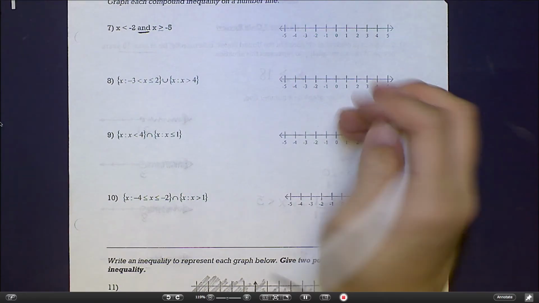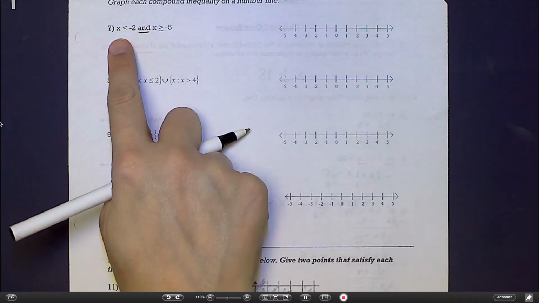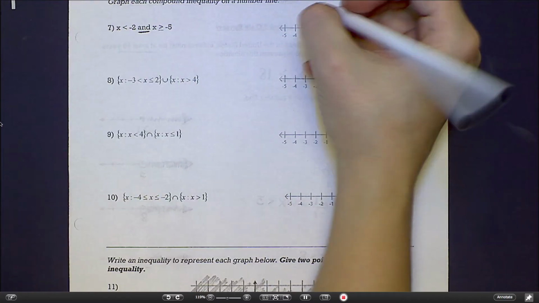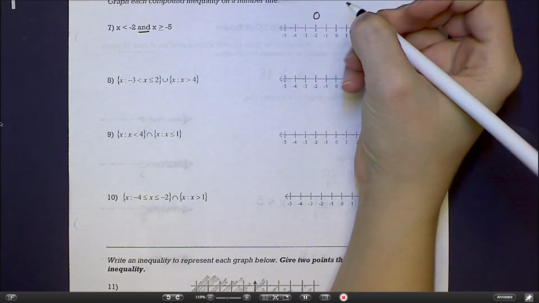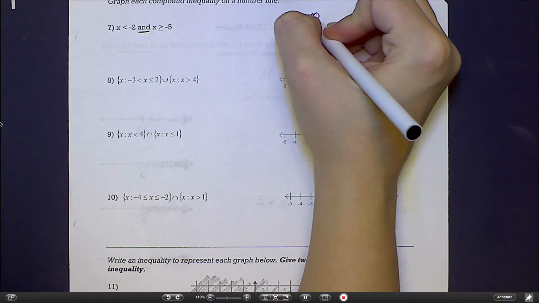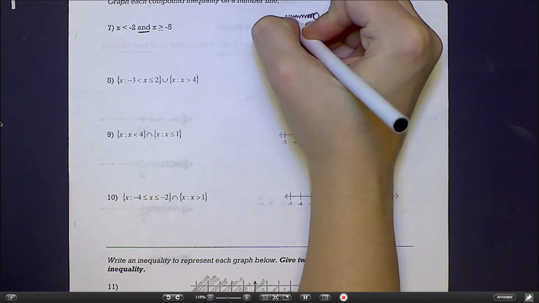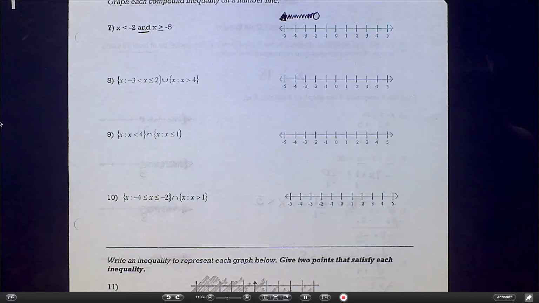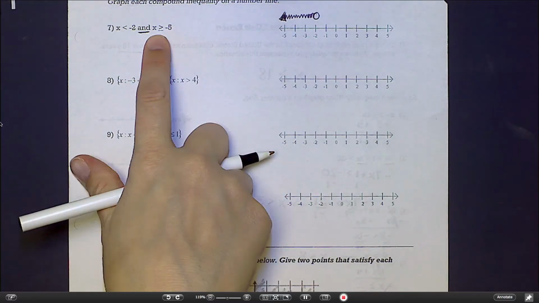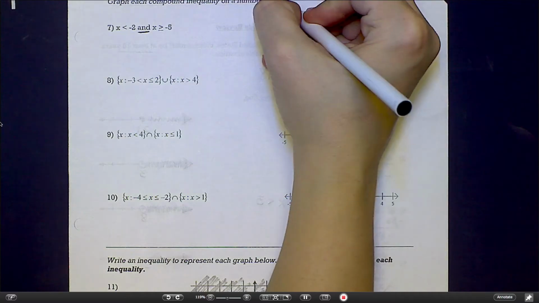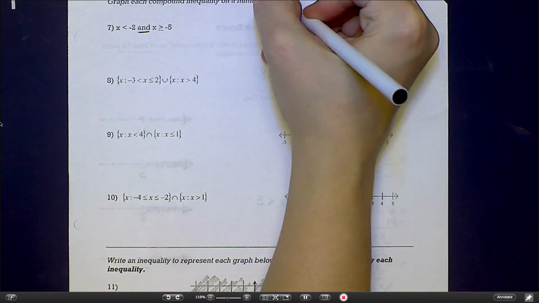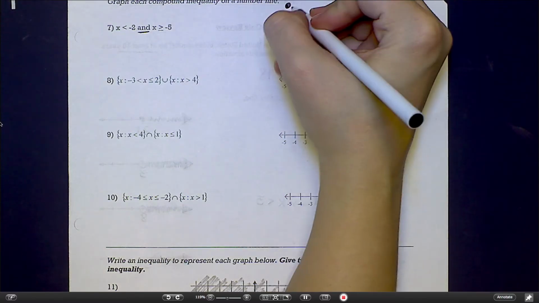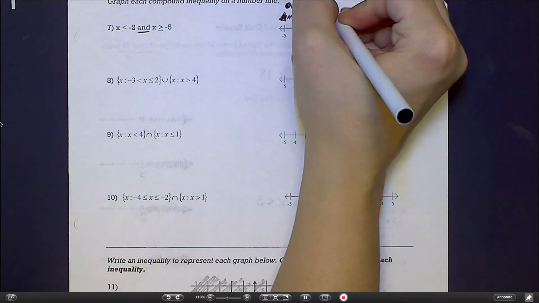So up above the number line, I'm going to show x is less than -2, which would be an open circle on -2 and shade to the left. Okay? And I'm going to show x is greater than or equal to -5. So that would be a closed circle on -5 and shade to the right for greater than.